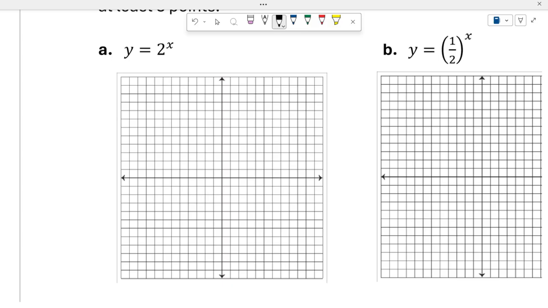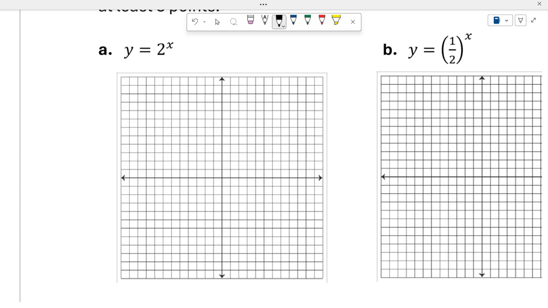It says plot at least 3 points. Not a bad idea if you're not sure where to get started. First of all, the directions don't say that you can't use a calculator. So if you have the TI-84 or Desmos or something like that, and you want to get an idea as to what this graph looks like, go right ahead.